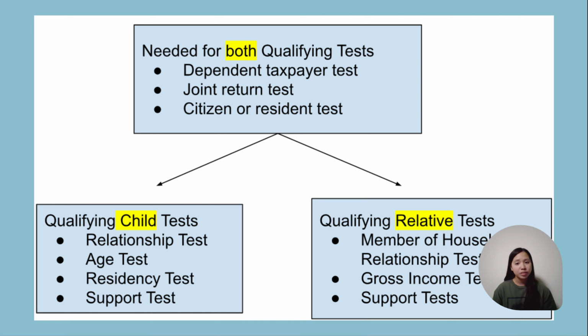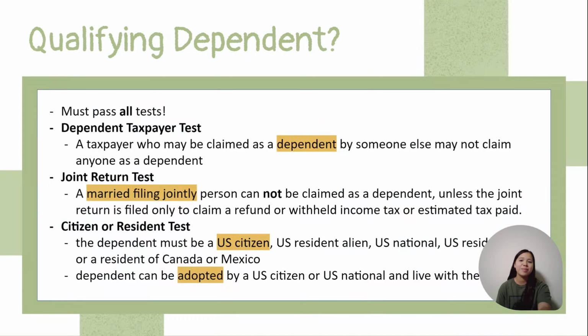Once you determine the questioned dependent passes all these three tests, you will then go to the qualifying child tests and see if they pass all those tests. If they fail even one of the tests, then you will test if they are a qualifying relative. If they fail any one of those tests, then the person in question cannot be claimed as a dependent on the tax return. So now we're going to get into those tests and what exactly they mean.